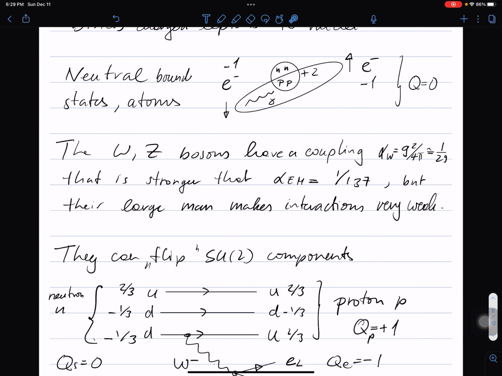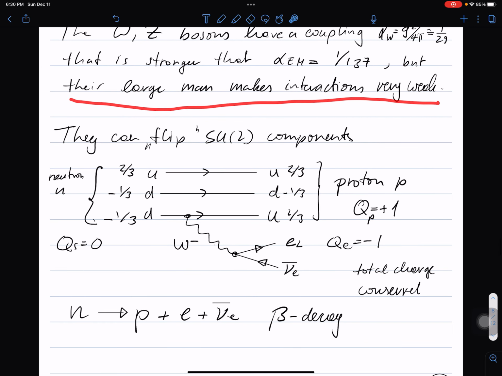Now, what are actually the W and Z bosons good for? They have a coupling, alpha weak, defined as g2 squared over 4 pi, which is 1 over 29, or roughly 1/30th. So it's about 3 times stronger than the electromagnetic coupling, 1 divided by 137. But their large mass makes the interaction very weak. So they are really operating efficiently only on the sub-Fermi scale. And what they do is essentially they flip SU(2) components from one to another.